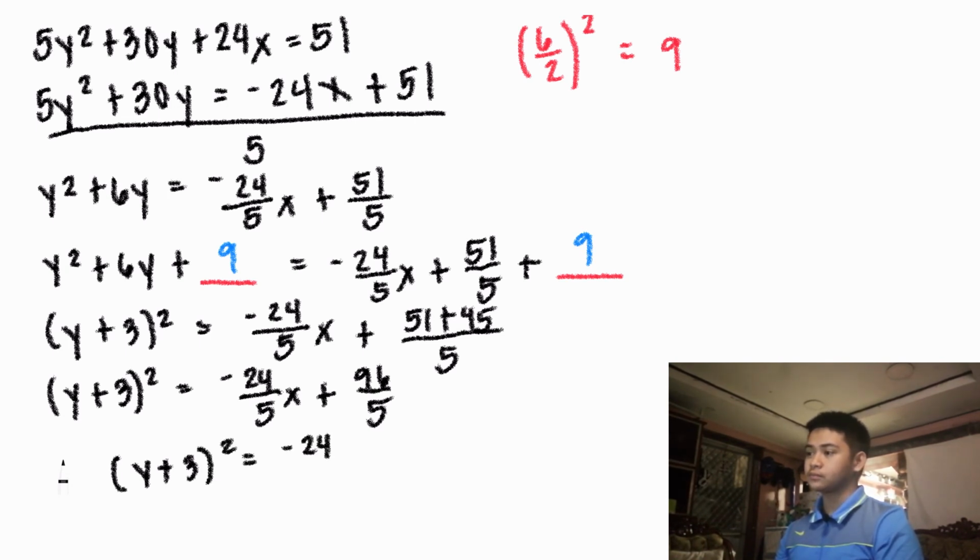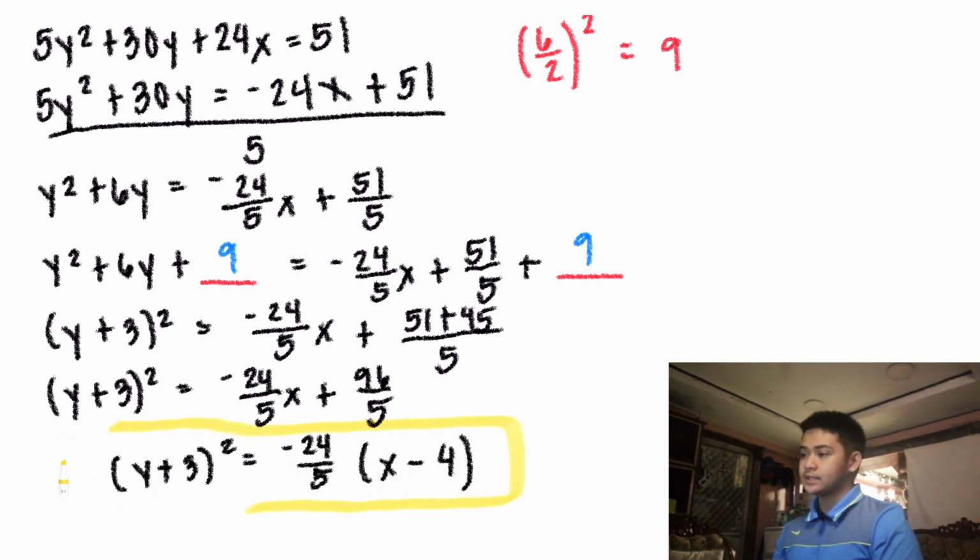Okay, and just add it. So we will make it a standard form. Just copy it, y plus 3 squared equals negative 24 over 5 times x plus 4. So that's it, that's the standard form.